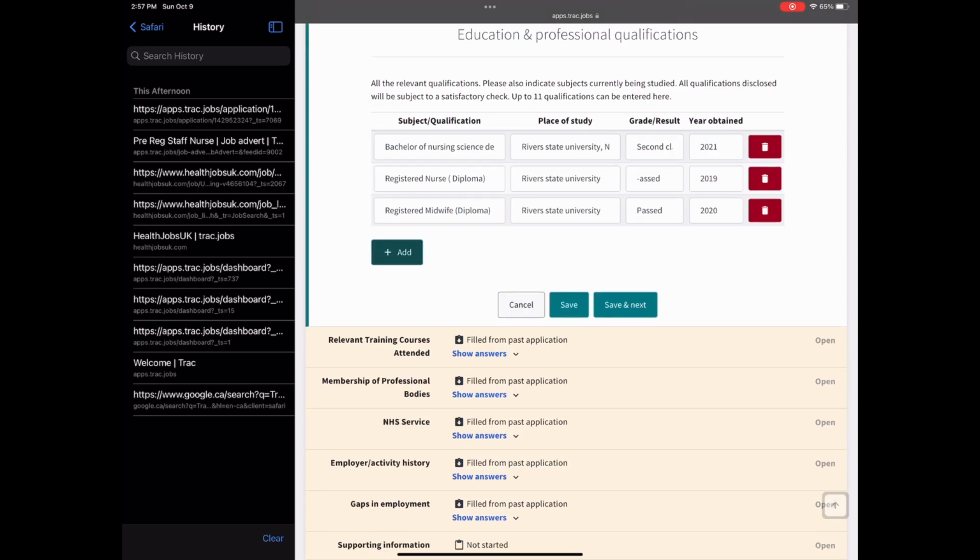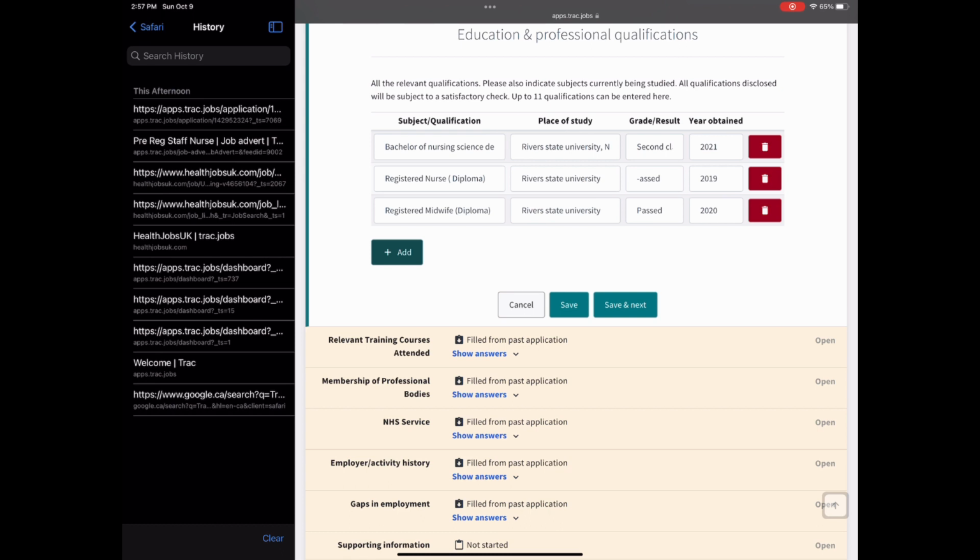Now we're starting the second section. Here you input your qualifications. Bachelor of Nursing Science, the place of study, your grade, and then the year obtained. I noticed some persons that have BSc, they just end up putting only the BSc. They don't include any other one. No, include as many qualifications as you have. There's an option there to click add. So keep adding as many qualifications as you have.